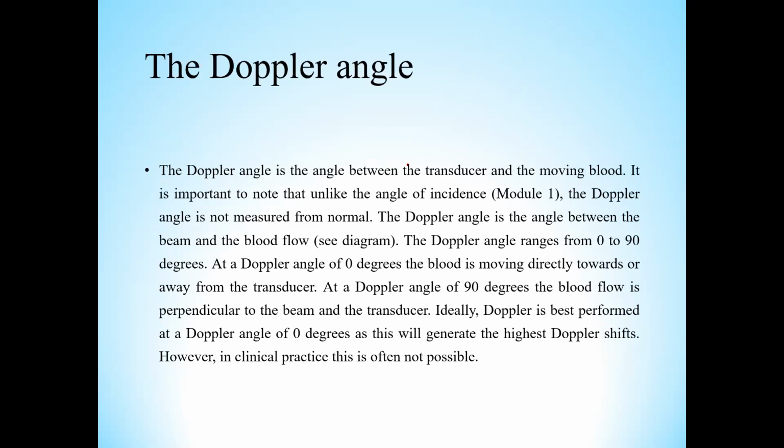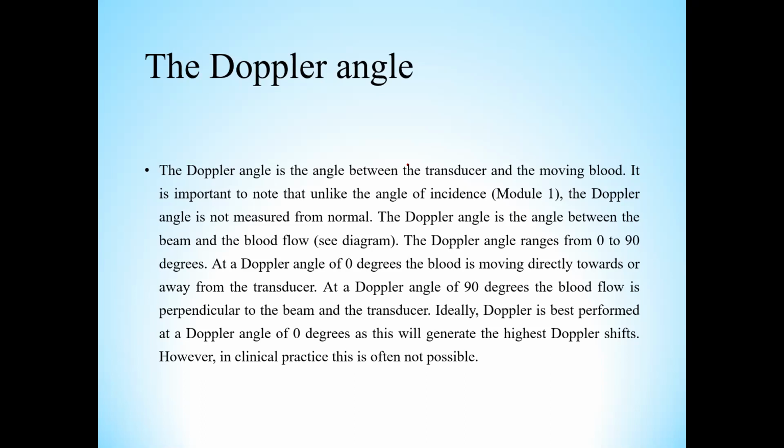So the Doppler angle is the angle between the transducer and the moving blood. It's important to note that, unlike the angle of incidence we have already discussed in the first module or in basic ultrasound, the Doppler angle is not measured from the normal. The Doppler angle is measured between the moving reflector and the incident sound wave. So the Doppler angle is the angle between the beam and the blood flow, as shown in the diagram.